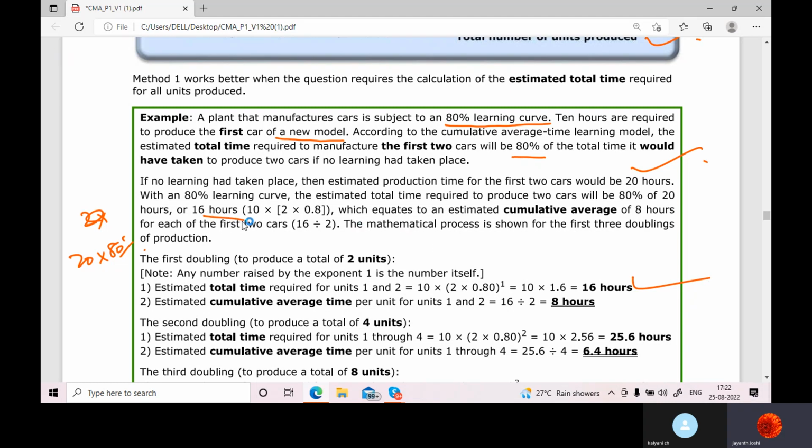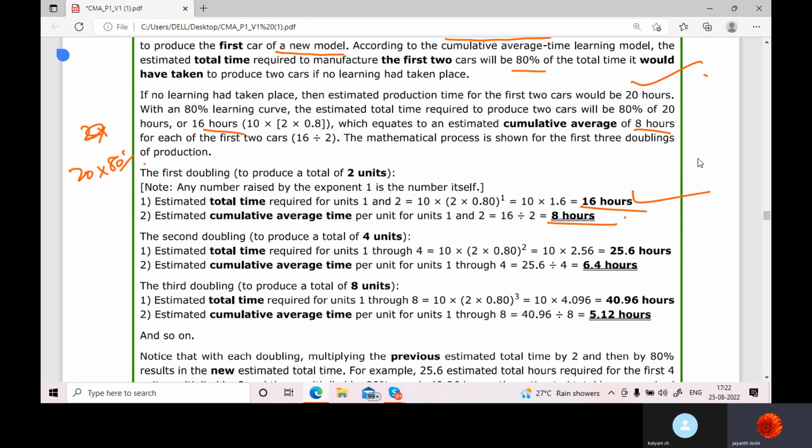It's very simply understood, and which equates to a cumulative average of 8 hours. We got it here, we got it here. Divide by 2 because you are making two cars. So total estimated hours is 16 and total units are 2. Now they are explaining this is the first doubling. If you do the second doubling, that means the whole square will come, correct?